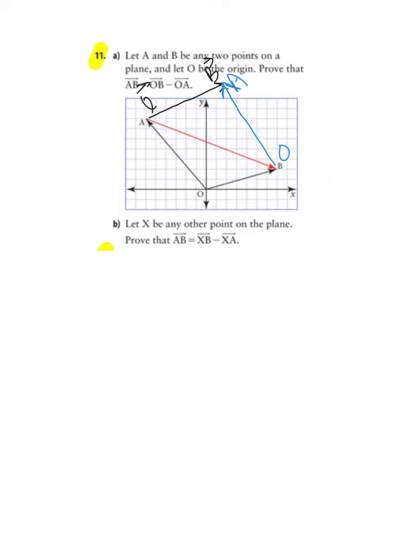So if I'm trying to find vector AB, so starting at A, ending at B, what I need to do, and I'll just use a highlighter here, I need to start at A and go this way plus this way. So what that is, vector OB plus vector AO.